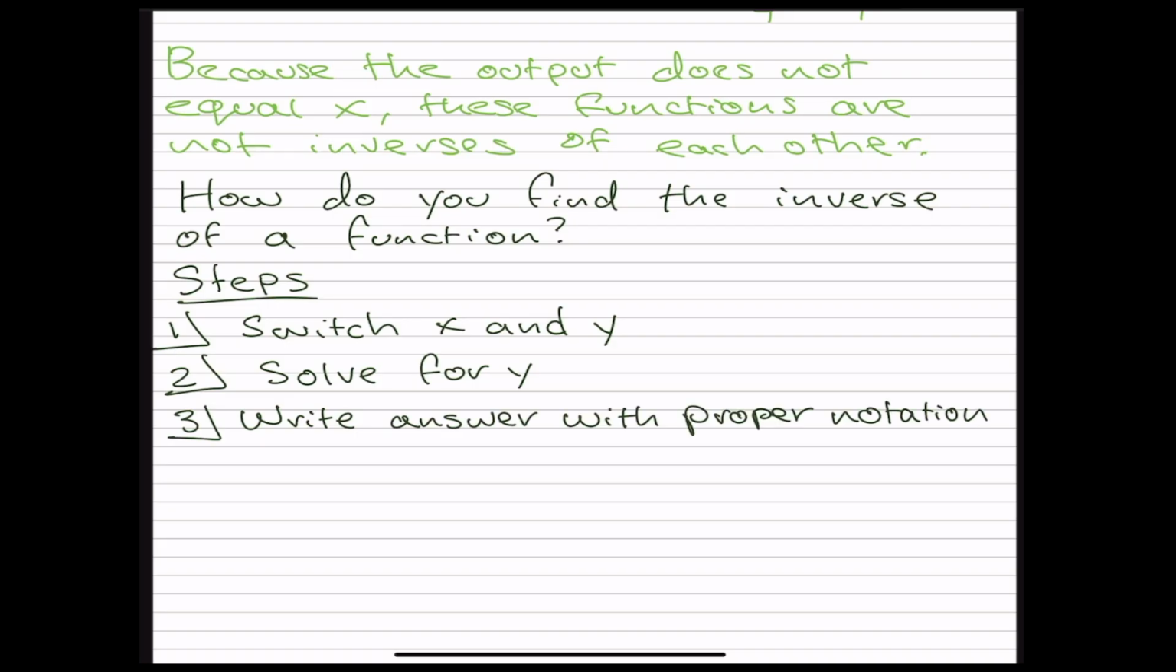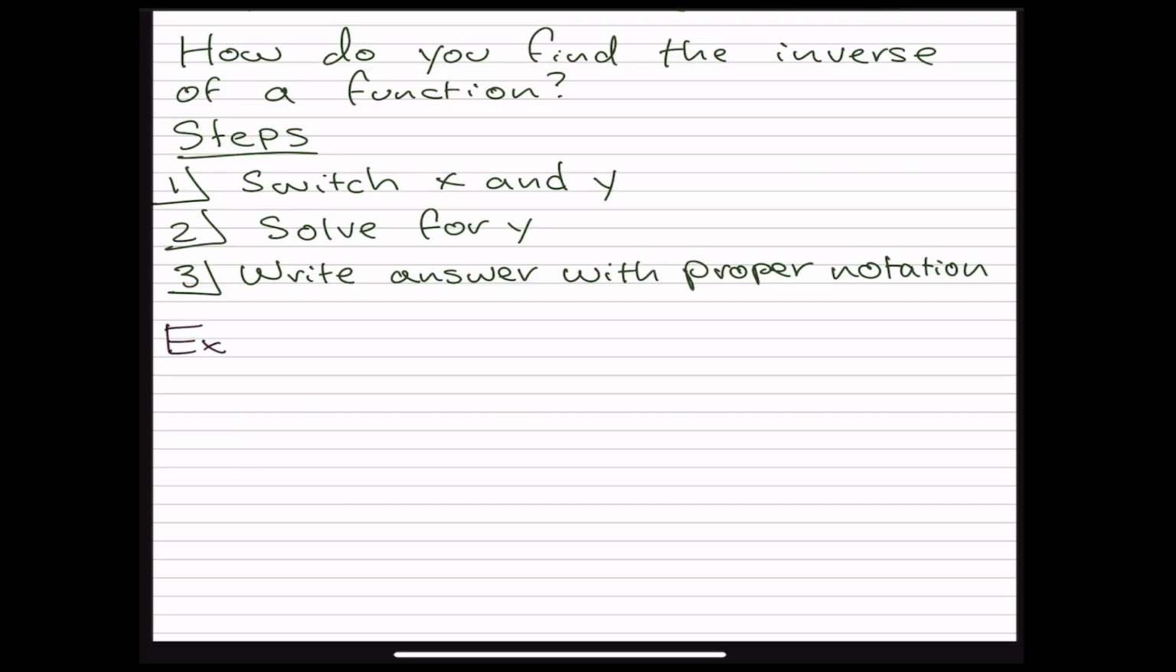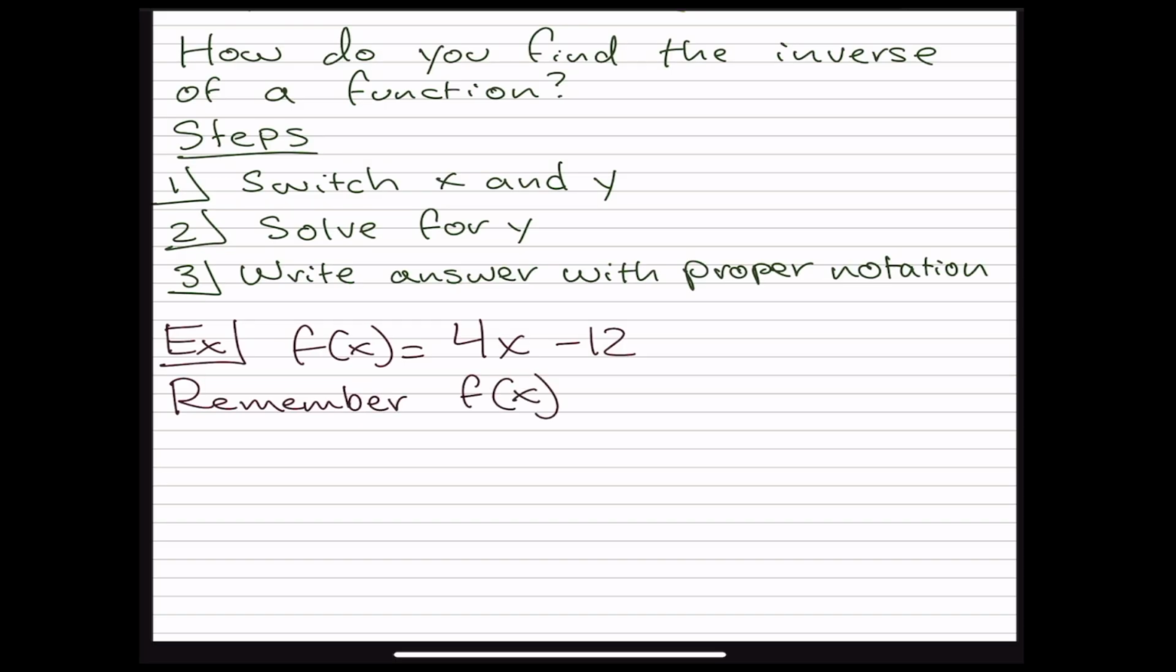Okay, so let's take an example. Let's say that f of x is equal to 4x minus 12. What you want to do first is remember that f of x is the same thing as y. It's the output, and y is always the output. So think about f of x as being the same thing as y. So you want to rewrite that and just put y equals 4x minus 12.